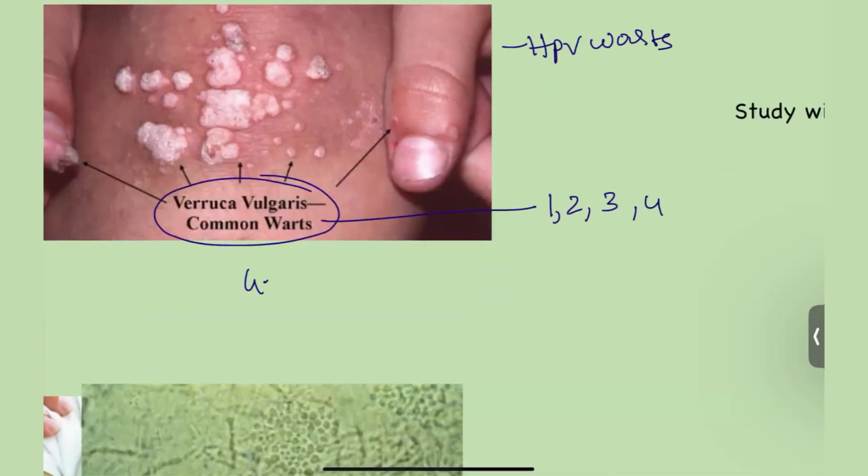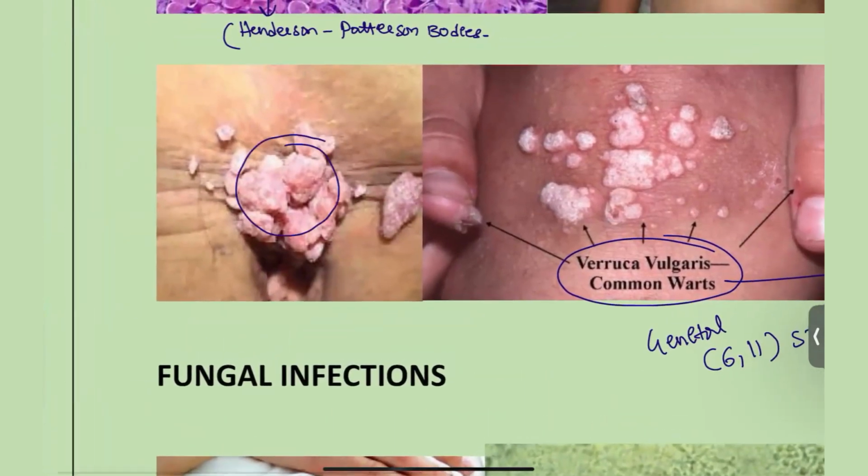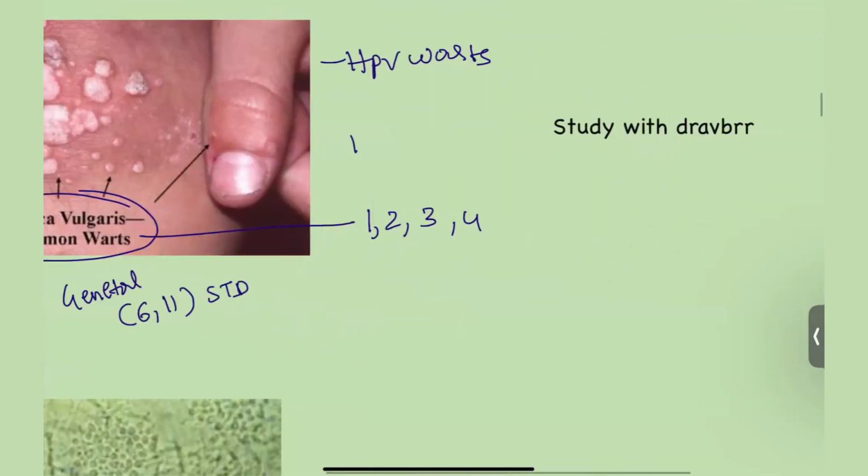There will be the genital warts, and these genital warts involve HPV 6 and 11, due to sexually transmitted diseases. This is also anogenital warts, 6 and 11. On the histology, you are going to see the koilocytes.